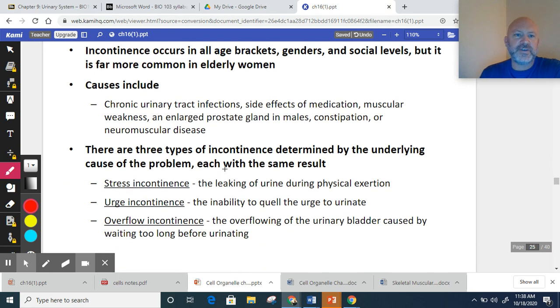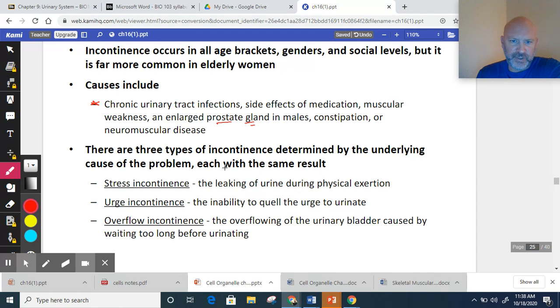A couple of different kinds of incontinence. Incontinence can occur in many different age brackets, many different genders, social levels, but it's more common in elderly women. The reason for that could be because of chronic UTIs or side effects of medication, the weakening of the muscles that are involved in urinating. Sometimes men have a prostate gland that becomes enlarged. So there are many different reasons.